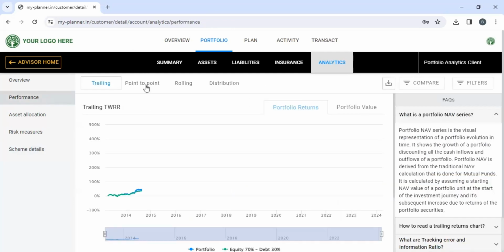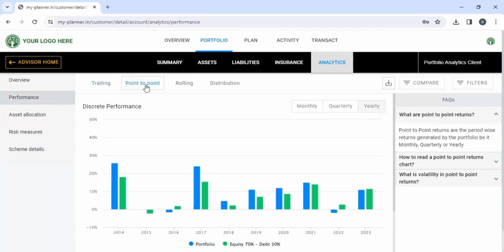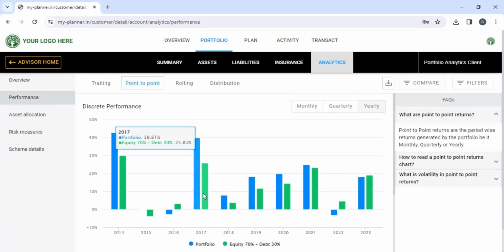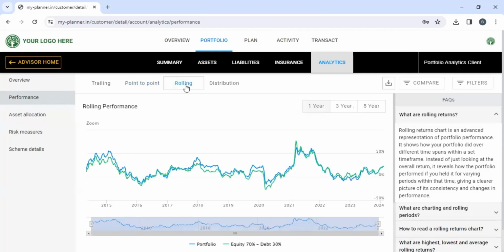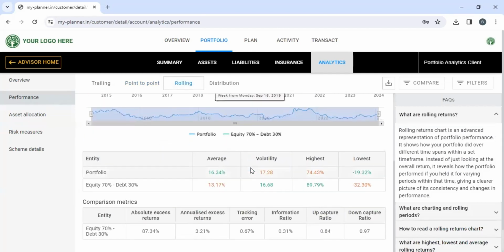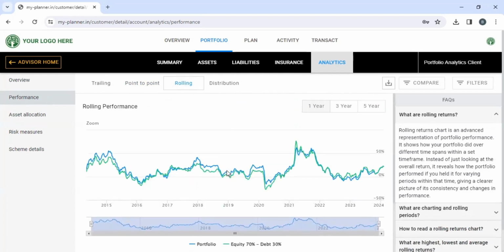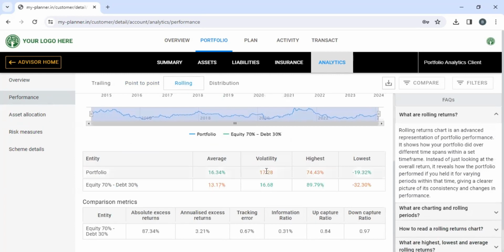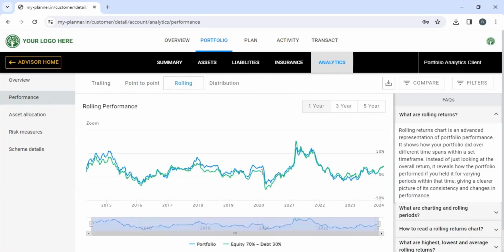And for performance also, I'll just very briefly go through. This is the discrete returns year on year. We can do it quarterly or monthly. This gives us a picture of how the portfolio has performed year on year. Rolling analysis, as the name suggests, we do on the portfolio, and primarily it shows on average how much it has given year on year. Because some years it might give more, some years less, but on average, this basically shows consistency and volatility also.